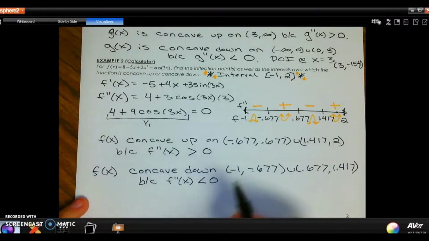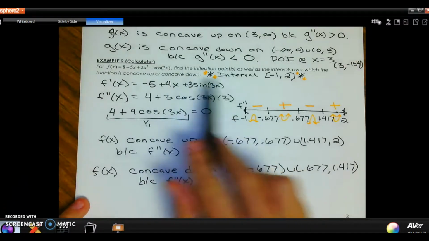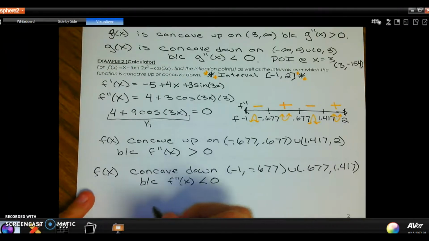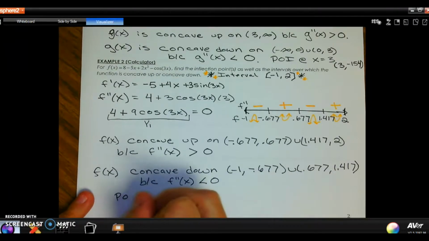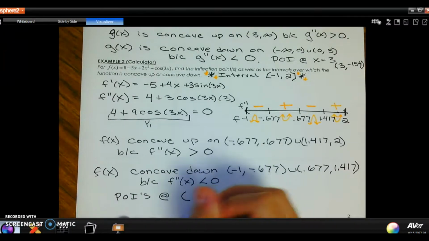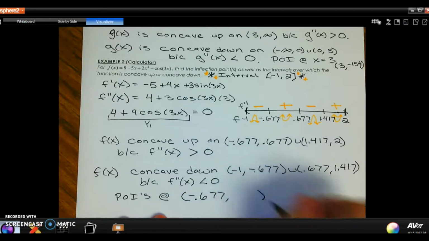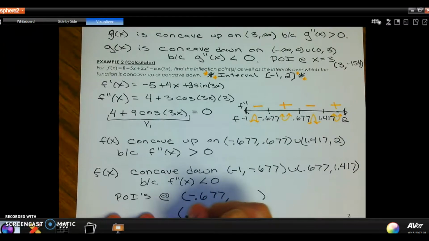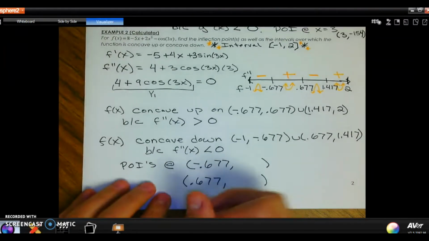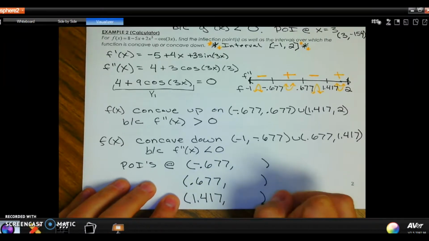And so let me see if I'm answering the full question. Find the points. So if it asks you for the points, not just where a point of inflection occurs, you actually need to go and get that point. So I would say POIs at negative 0.677, comma, I'm going to have to go get that y value, and then 0.677, again I'm going to have to go get that y value, and the last one was 1.417, and then I'm going to have to go get that y value.